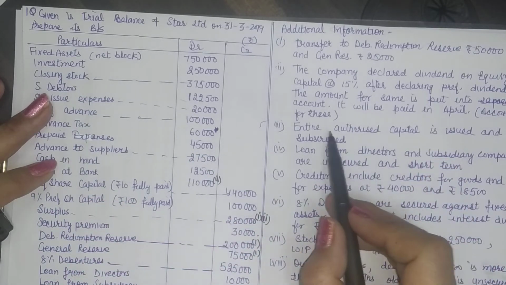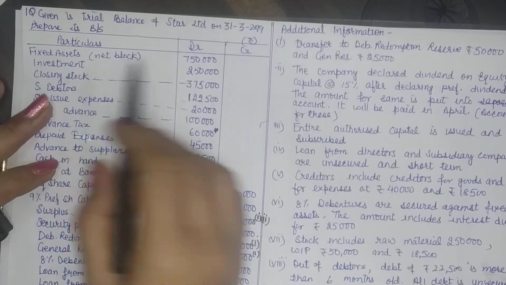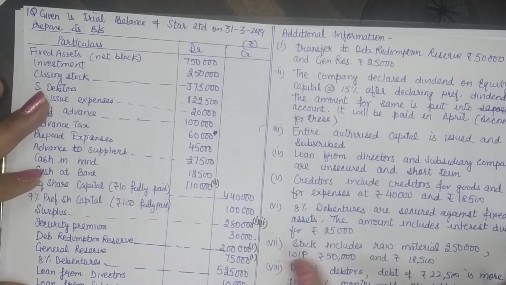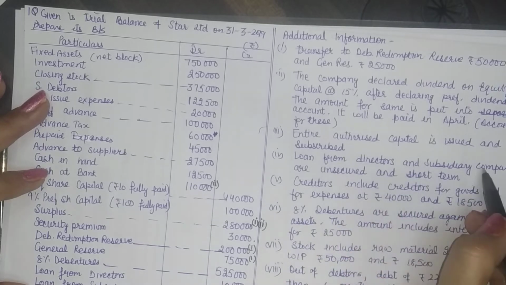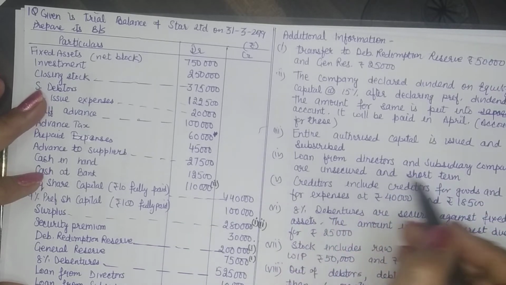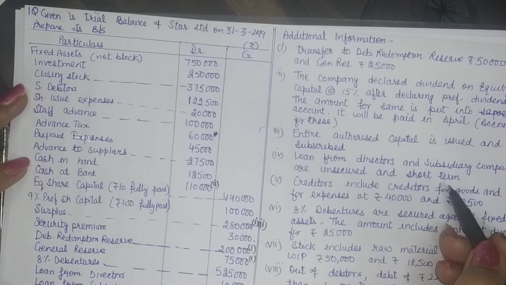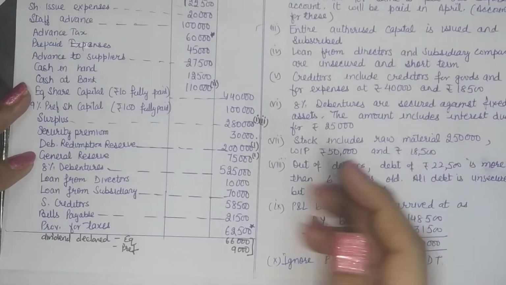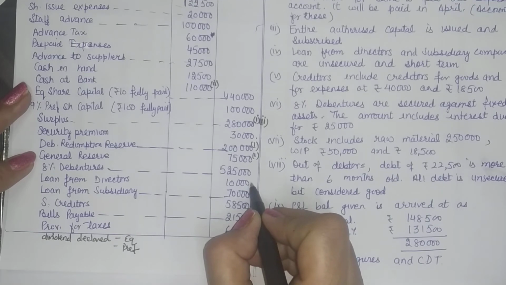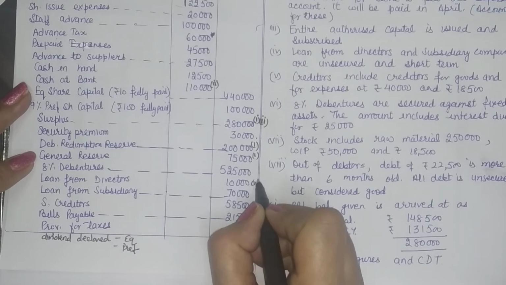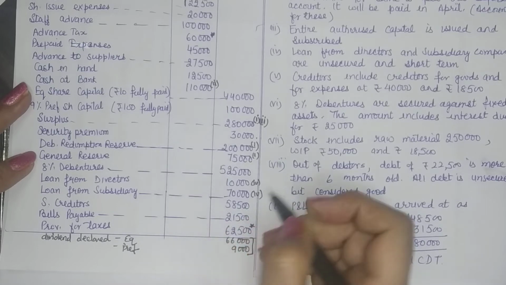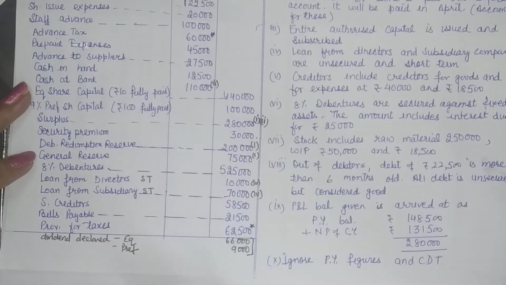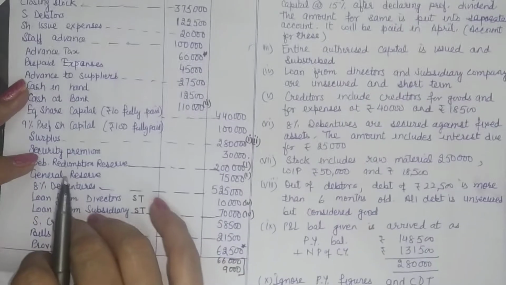Okay. This entire capital is issued and subscribed. So obviously, if nothing else is given, this whole capital is issued, subscribed, and called and paid. Loan from directors and subsidiary company are unsecured and short term. All right. So where were the loans? Loans from directors and subsidiary company. So this is number 4. These are short term loans. Okay, so we can write here short term. That way we will be picking up the amounts correctly.